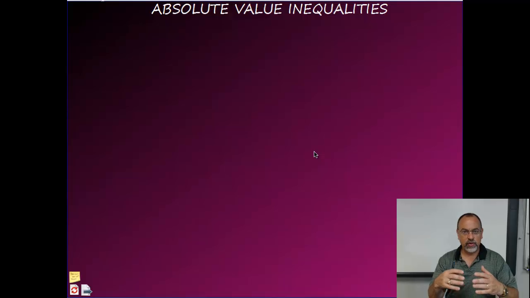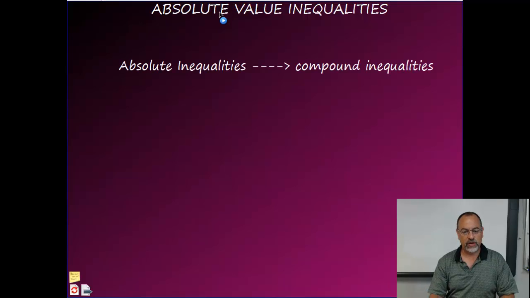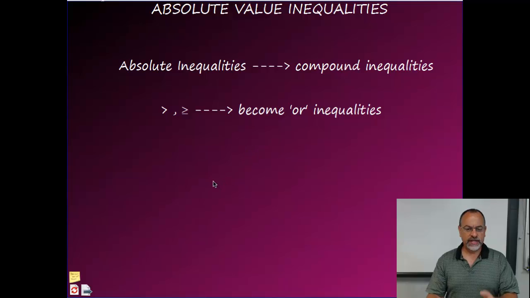And remember, when we have two inequalities, greater than or less than, we have what we call compound inequalities. So actually, these absolute value inequality expressions are going to produce compound inequalities. And you remember, we have two types. We have ors and we have ands. So which one's going to be which when we're dealing with absolute value? Well, let's take a look.